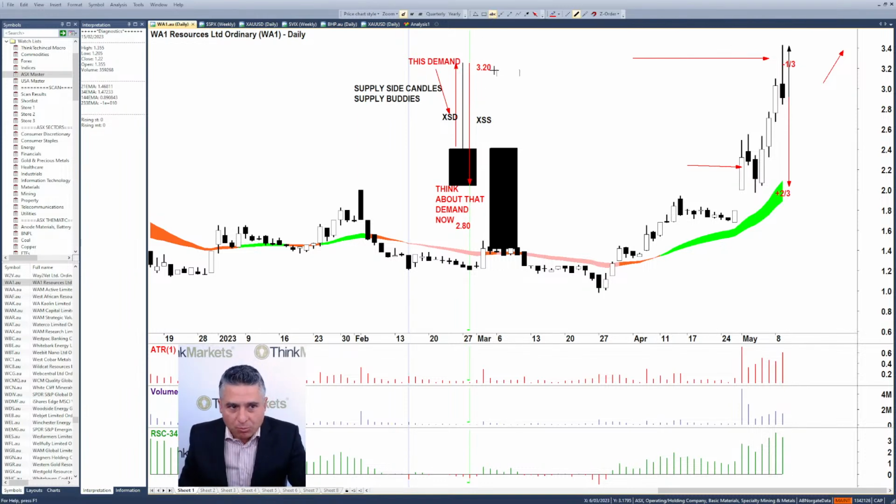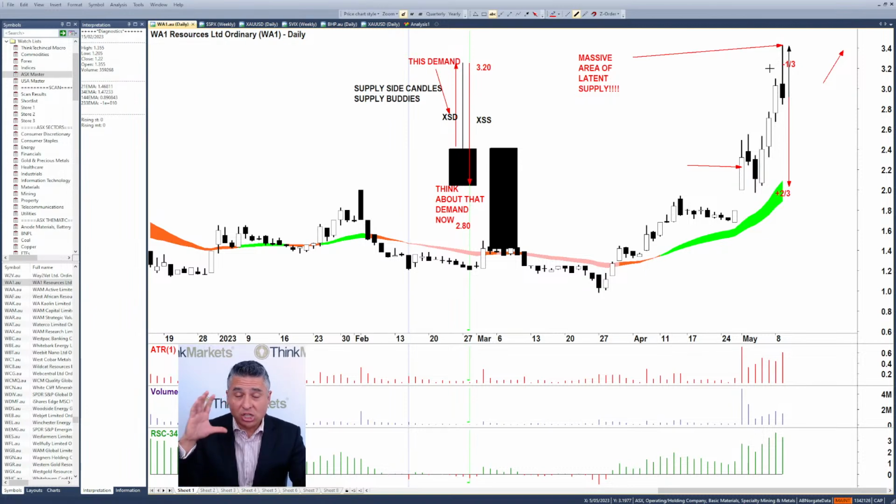So the problem for this point up here, the top of this shadow, is that it creates a massive area of latent supply. They are motivated up there. They want to get out and undo their mistake. And the bigger that shadow, the more suckers got dragged in that ended up disappointed by the end of the session. They are trend killers, make no mistake. Watch out for those candles.